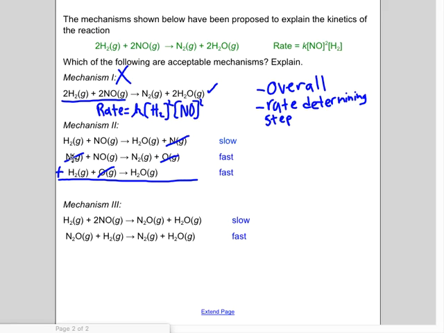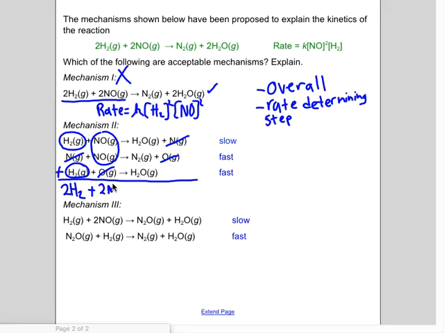So instead of just writing H2 in my overall reaction, I would write 2H2. Same goes with NO on the left. We have 2 of them. They're both on the left, so they will combine. So on the left side of our overall reaction, we have 2NO.